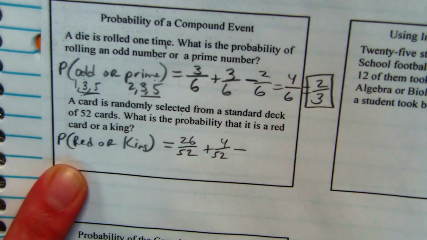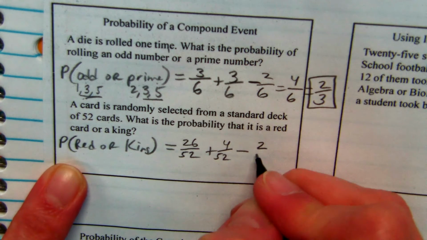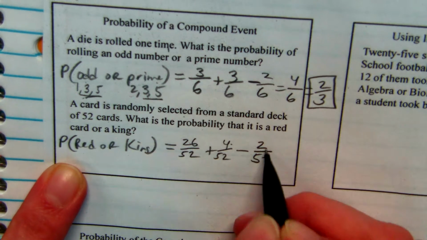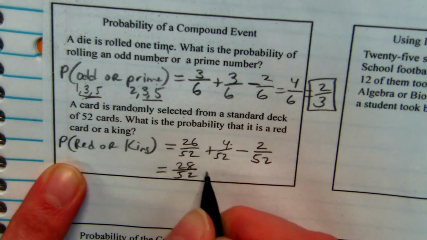Then we have to subtract. Minus 2 because there's 2 red kings. So we're going to subtract out the 2 red kings. So we have 26 plus 4 is 30 minus 2 is 28. So we get 28 out of 52, which reduces to 7/13.